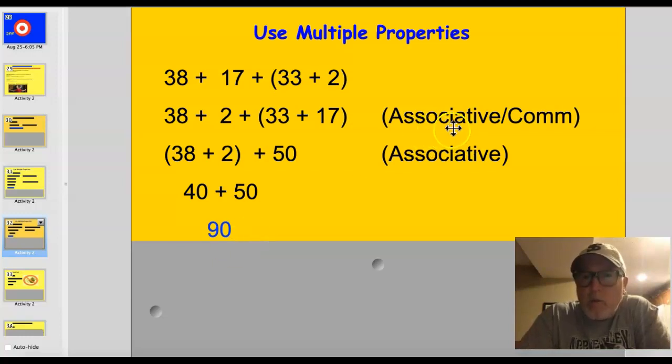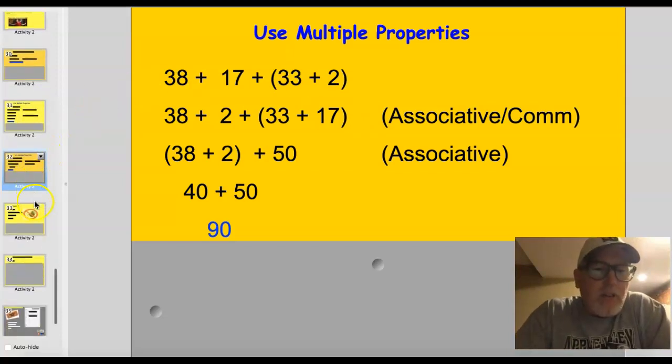Right? What? You can use two properties at the same time? Sure you can. It's all addition. You can group them how you want. You can move the numbers around. All right, you're in charge.